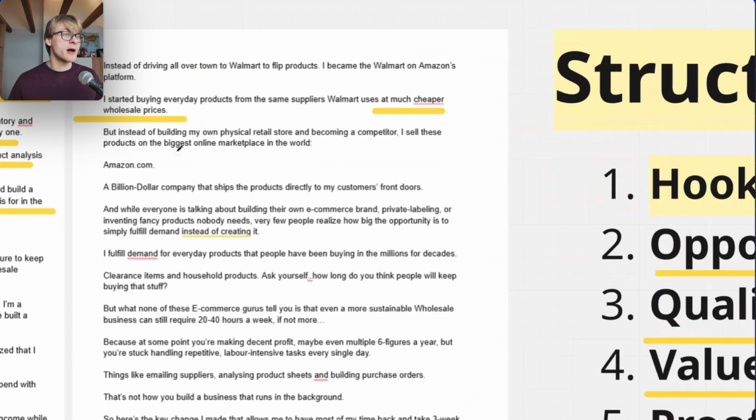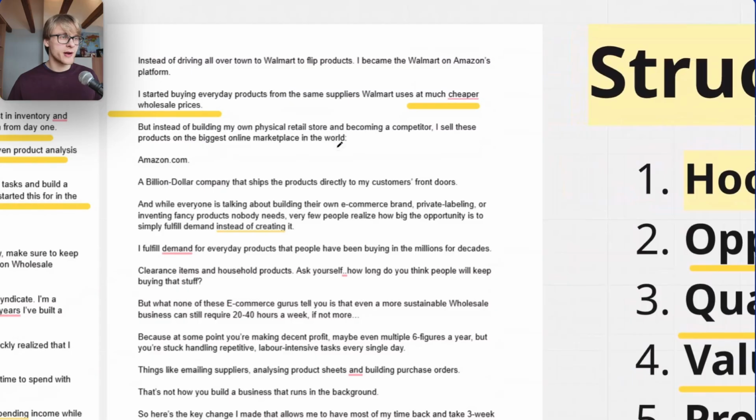But instead of building my own physical store, I became a competitor, and I started selling on the biggest online marketplace in the world. Again, opportunity, Amazon.com, a $1 billion company that ships the product directly to my customer's front door. Do you see how sexy we make this sound for our client?